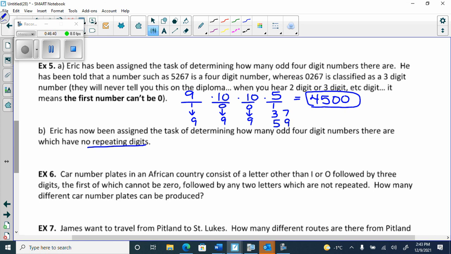We still start off the exact same. In order to have a 4-digit number, we have to have 4 blanks. In order to have an odd 4-digit number, we have to end in 1, 3, 5, 7, or 9. We agree? Which is 5 options. The catch is that whatever number is in that blank, I can no longer use.